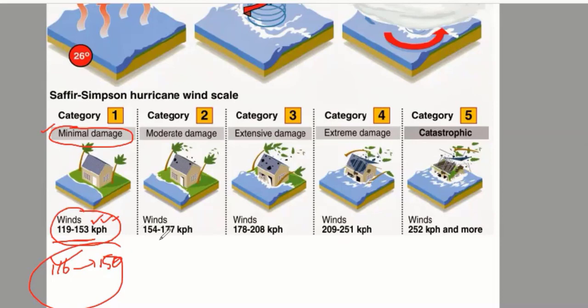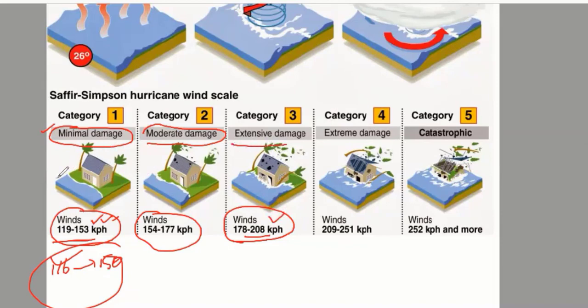If the wind speed goes from 154 to 177 kilometers per hour, that is known as moderate damage. If the wind speed becomes 178 to 208 kilometers per hour, that is known as extensive damage.